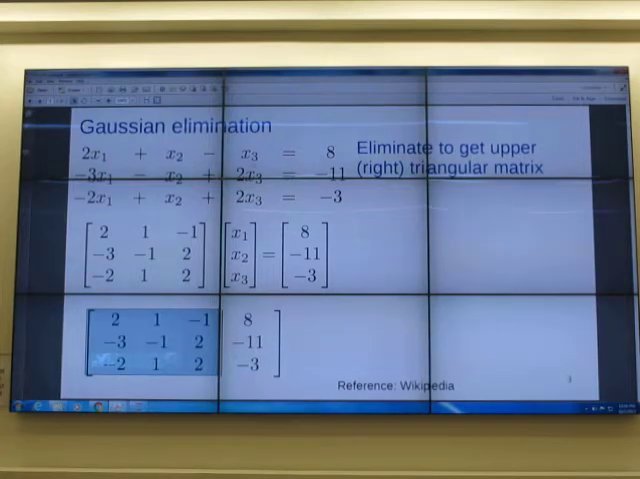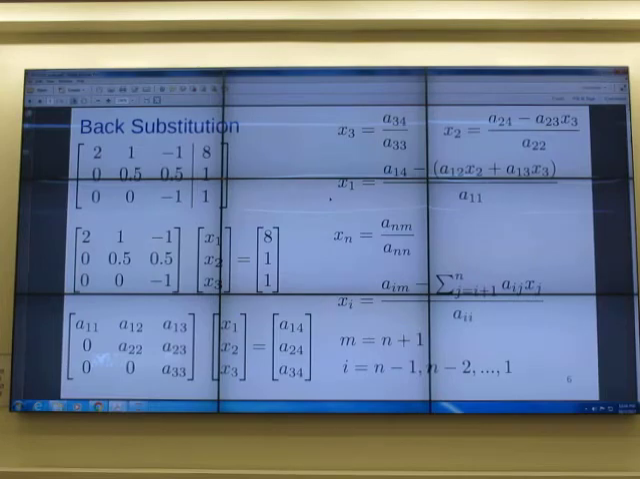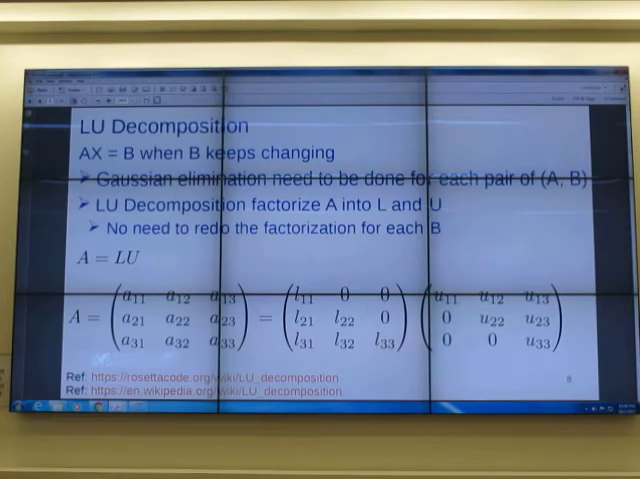So what if the coefficients stay the same, but this constant just changed? What happens? Do you need to redo the whole thing? Yeah, kind of. So it's not cool. You don't like that. You don't want to redo the whole thing. So if you do LU decomposition, if B changes, you're still fine.